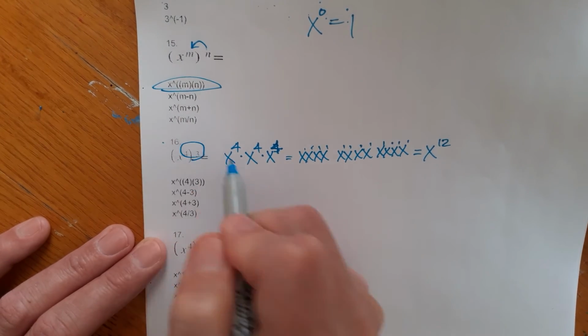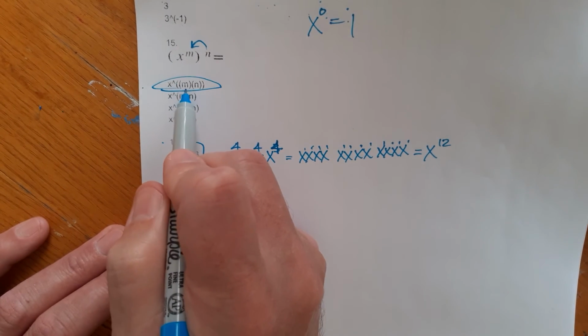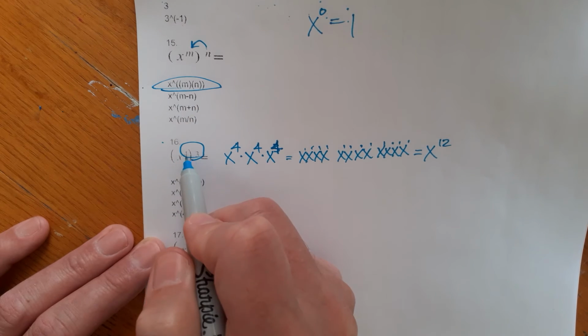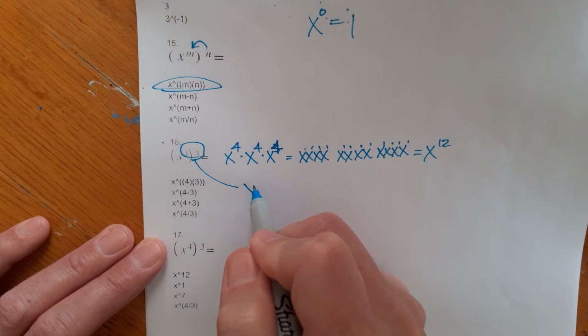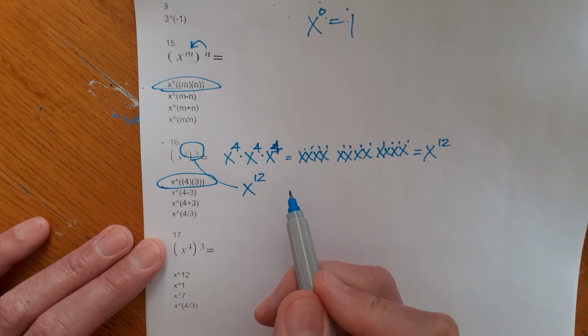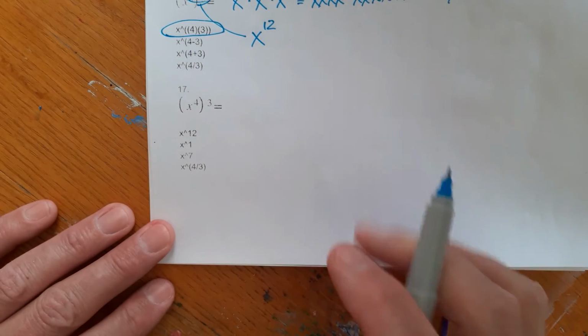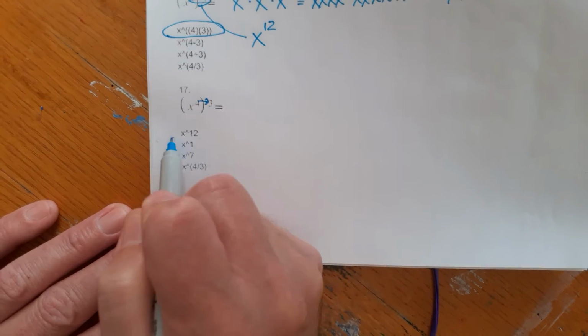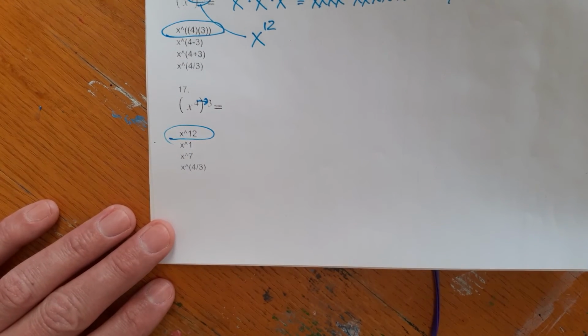If we had just multiplied these, like we said we did up here, m times n, it would be 4 times 3. We could have gone straight down here and said x to the 12th. They want us to show it's 4 times 3. Then when we come down here, they want us to go ahead and just multiply it and show that it's x to the 12th.